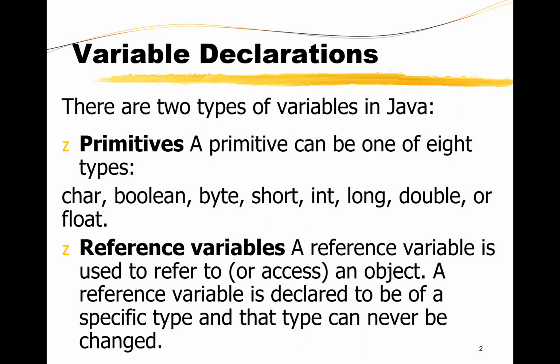What do you mean by primitive? Very important to know. In Java, there are 8 primitive data types available. Then what are those 8 primitive data types? The primitive data types are char, boolean, byte, short, int, long, double, float.